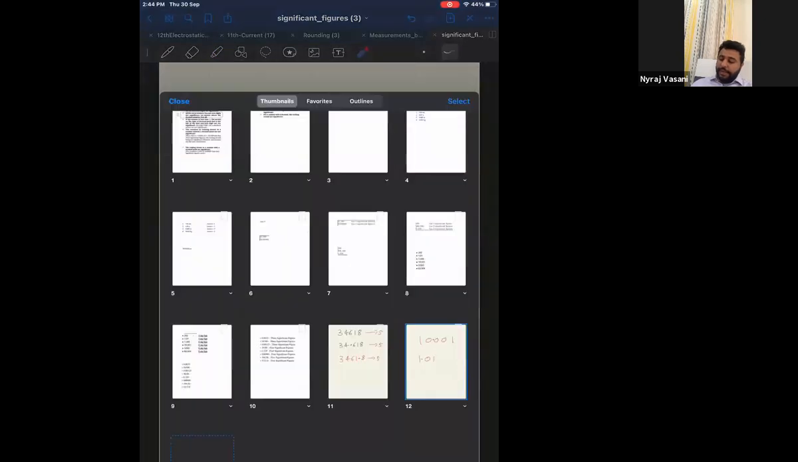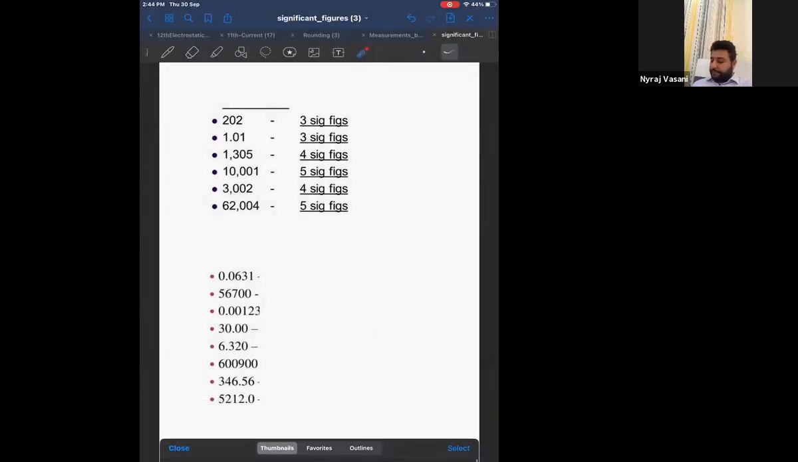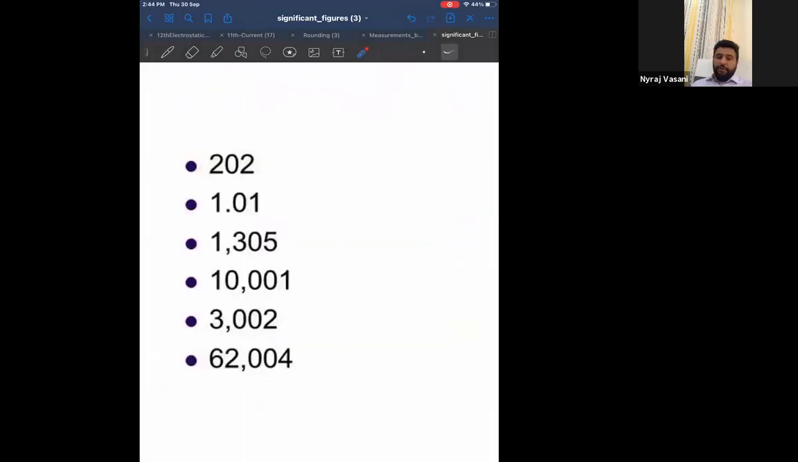Now, similarly, tell me how many significant figures are there in all of these. Give me your answer in a single message. 1, 2, 3, 4, 5, 6 problems. Give me the answer. How many significant figures are there in all 6? Start. Calculate and tell me how many significant figures are there in all.